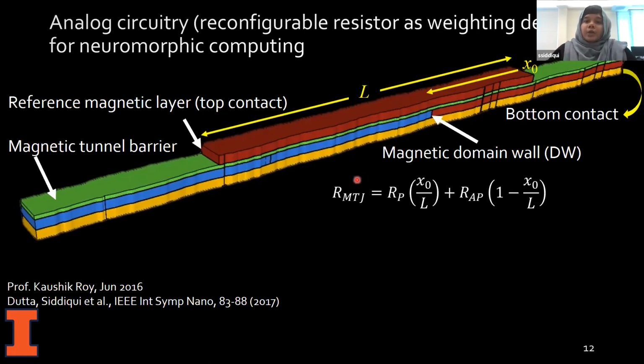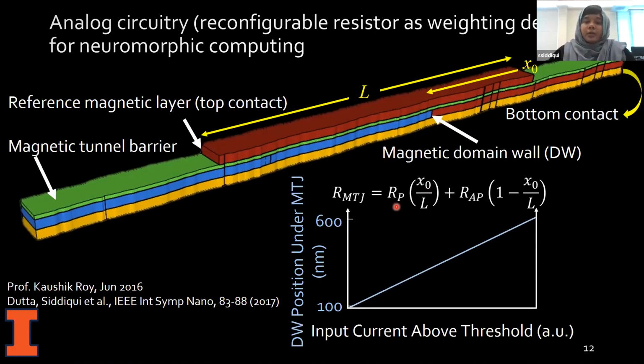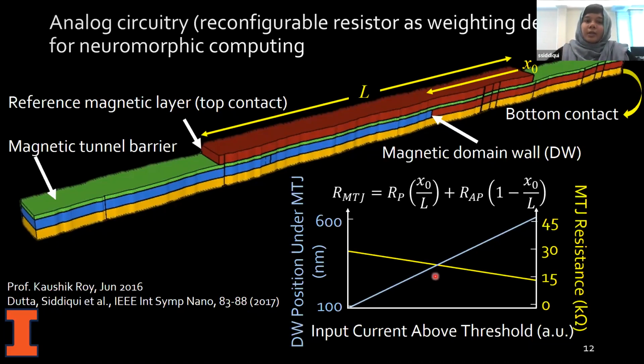And the resistance will be a linear function of the position of the domain wall, and also it will be a combination of the parallel and anti-parallel resistance. The domain wall moves linearly with the input current above a certain threshold, so the magnetic tunnel junction resistance will also vary linearly.